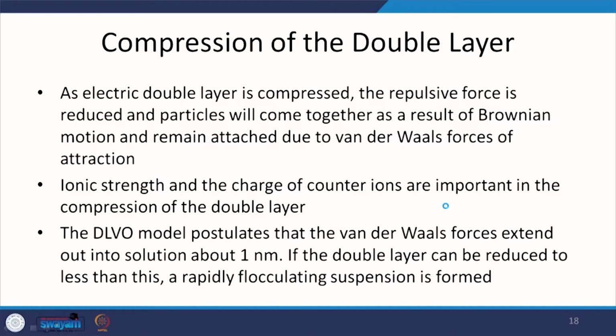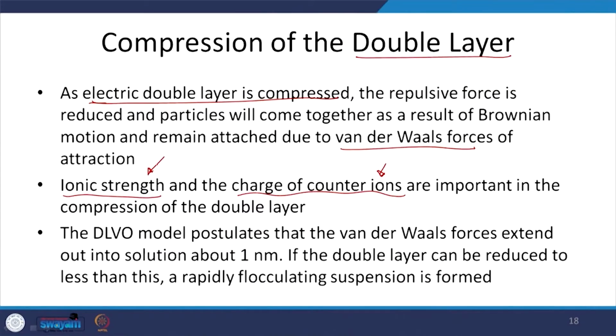So, the coagulation mechanism, this is what we just discussed earlier. What do we want? I want to see to it that the electrical double layer thickness is decreased or compressed. Then van der Waals forces of attraction will take over and the particles will come together. What is important here? As I mentioned, ionic strength and the charge of the counter ion are important. The greater the charge density of the counter ion, the lesser the electrical double layer thickness will be. So two aspects: ionic strength and the charge of the counter ion.